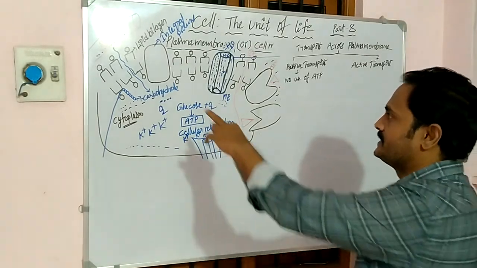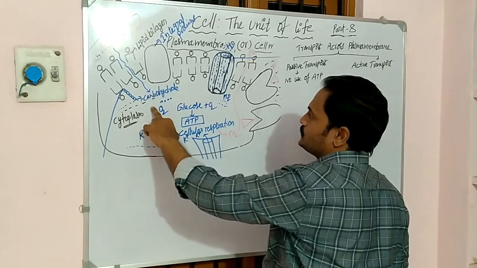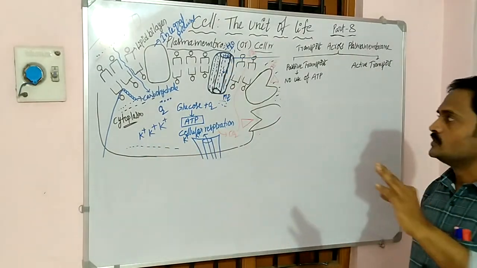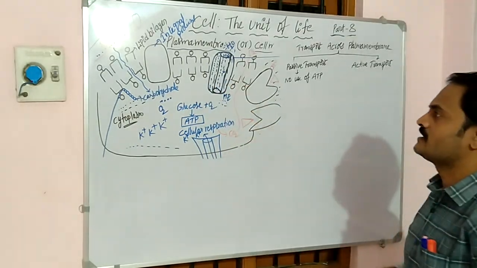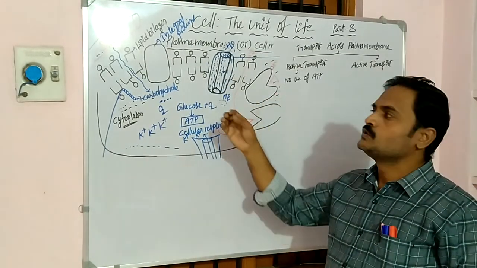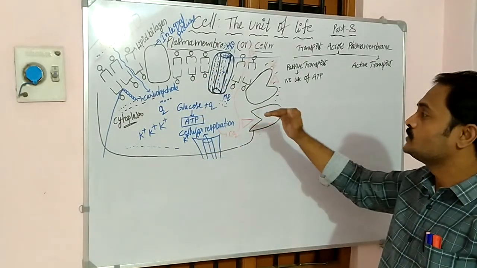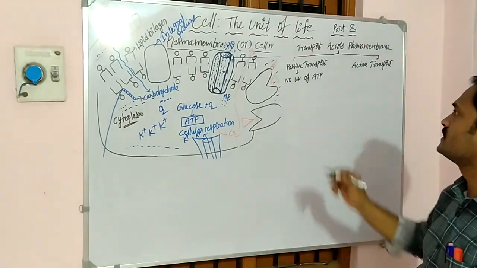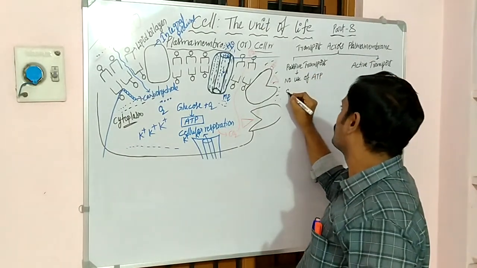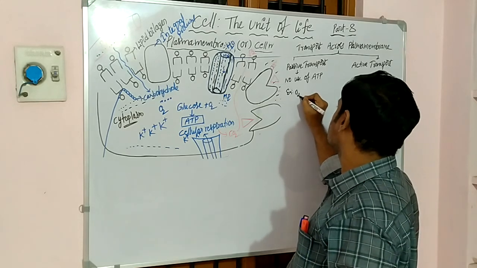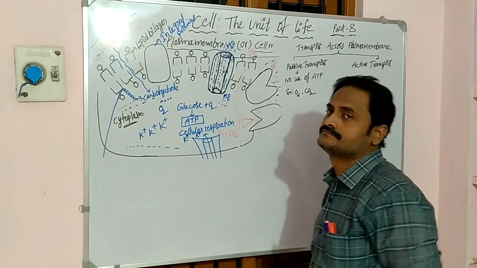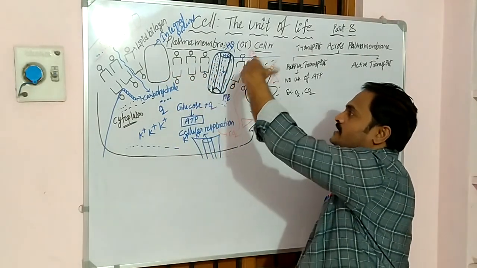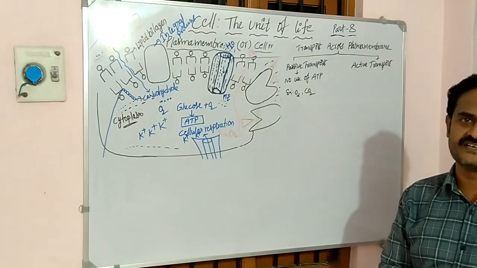For example, oxygen enters into the cell, carbon dioxide is released out of the cell. These two substances are not using any energy to enter inside the cell or exit outside the cell. Such kind of transportation is called passive transport. Example: oxygen, carbon dioxide. But how do they enter inside the cell and exit from the cell to the outside?